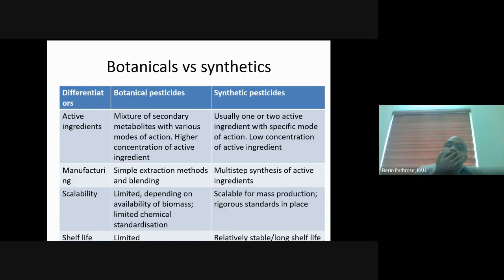And usually the concentration used is extremely low. Take a typical example. Do you know what is the commonly used concentration of neem seed kernel extract? Anyone? What is the concentration of neem seed kernel extract we usually recommend to farmers?